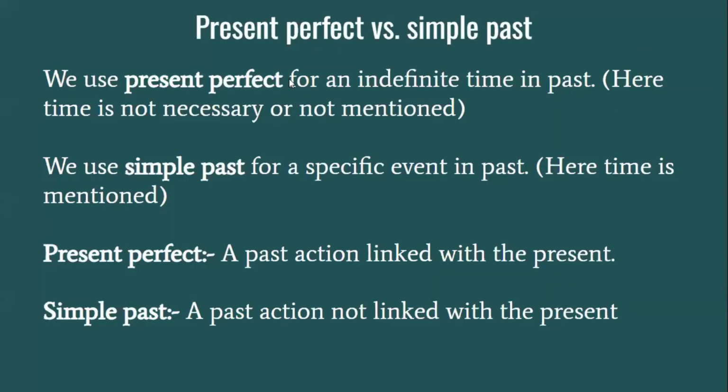You remember we use present perfect tense to talk about an action that just got completed, right? So here we are talking about an indefinite time in the past. Here the time is not necessary or not mentioned. Whereas we use simple past tense for a specific event in the past. We usually mention the time. Most of the time we use present perfect where our action is linked with the present. For example, I have already applied. That means you're asking me to apply again, so I'm saying I have already applied. The past action is linked with the present, right? So that is when I'm using present perfect.